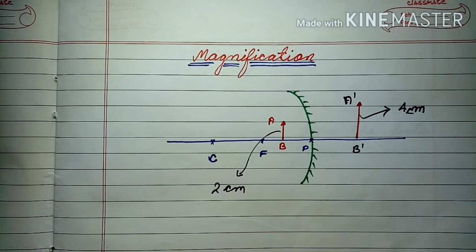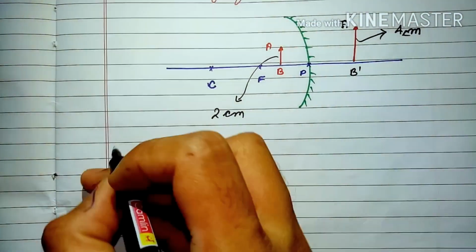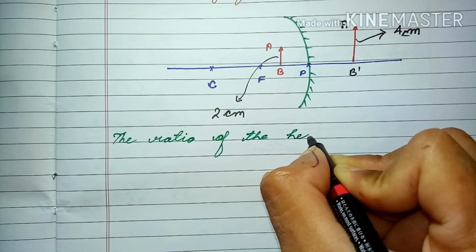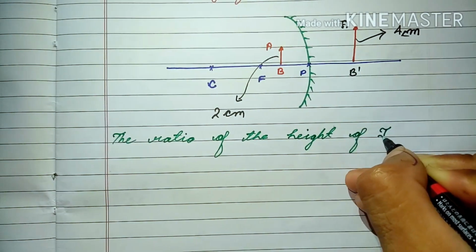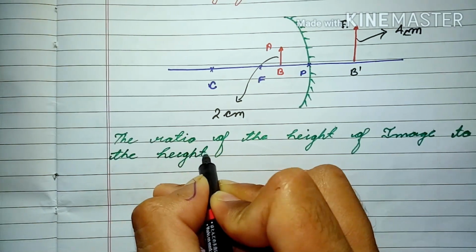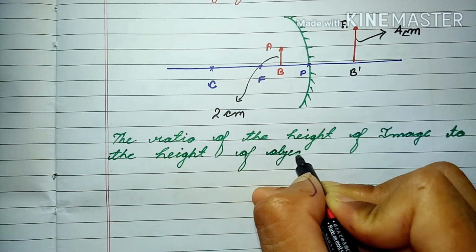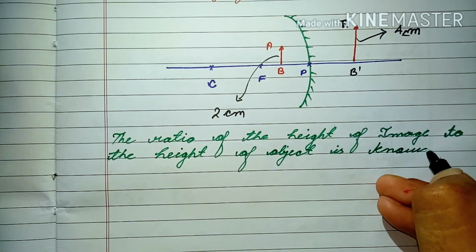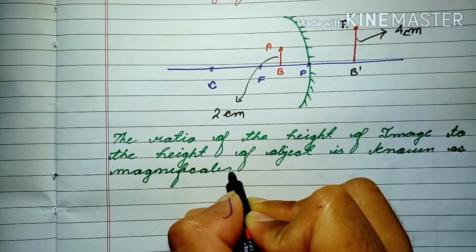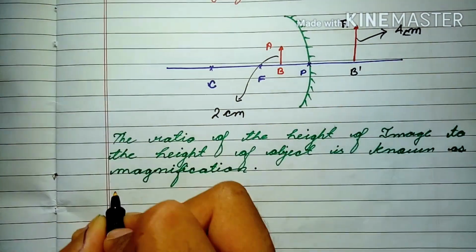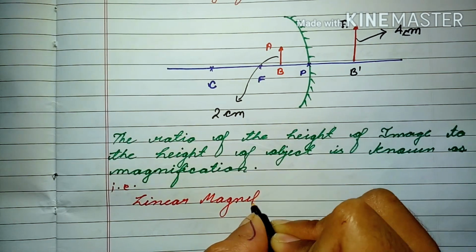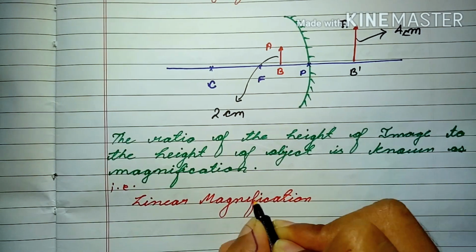So the magnification is defined as the ratio of the height of the image to the height of the object. This is known as magnification, that is, linear magnification. It is denoted by small m.